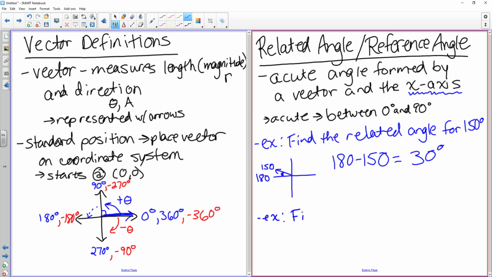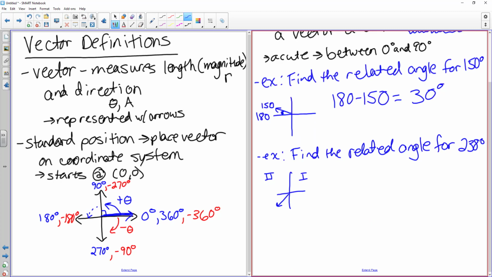Or how about find the related angle for 238 degrees. So 238 is somewhere in quadrant 3. Counting around 1, 2, 3, and 4, it's somewhere in quadrant 3, because we're past 180 and not to 270. If 238 is right here, again, we're doing the difference between 238 and 180 because it's always to the x-axis. This time in this quadrant, I would be doing the angle minus 180, instead of in quadrant 2, 180 minus the angle. So I get 58 degrees. This angle between the x-axis and the vector is 58 degrees.